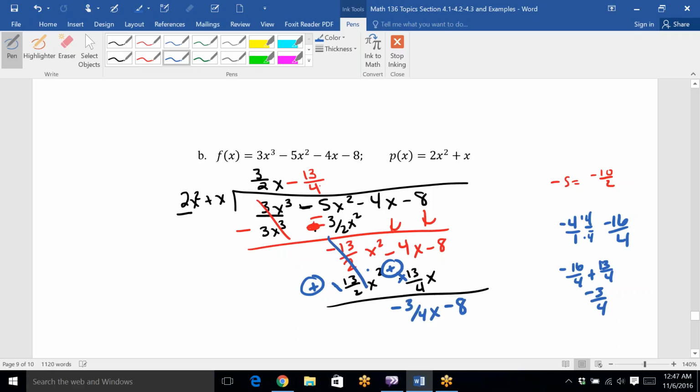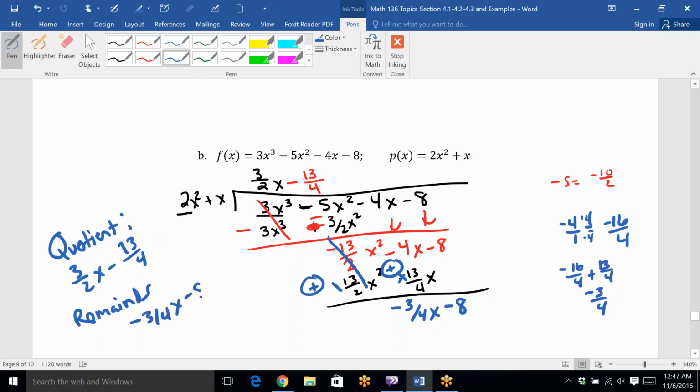And then our final step cannot be accomplished because x squared cannot go into x. So my quotient was 3/2 x minus 13 over 4. My remainder was -3/4 x minus 8.